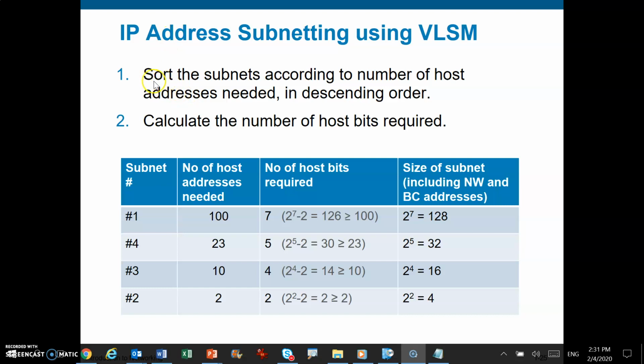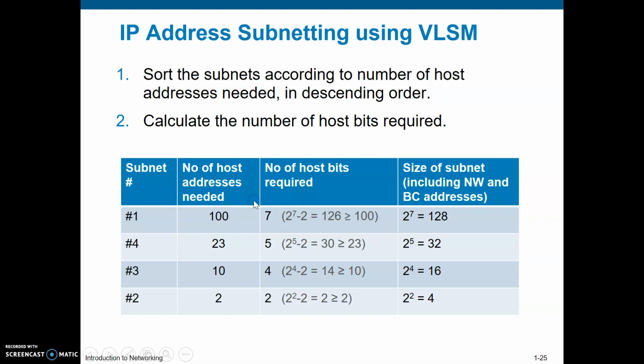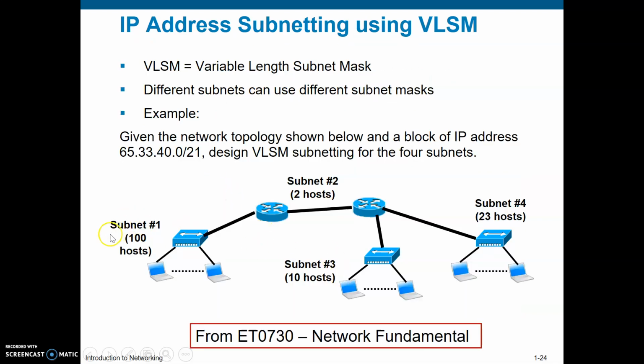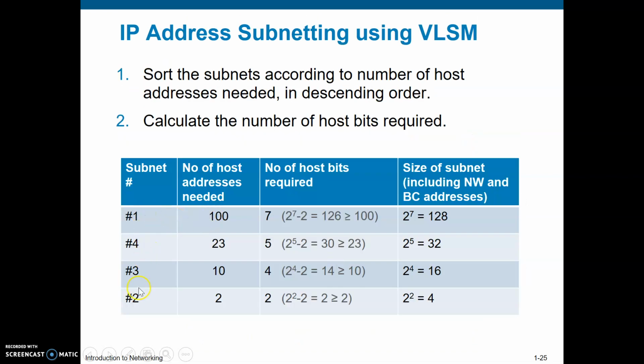Okay, the first step, which is a very important step, is to first sort the subnets according to the number of host addresses required. Going back to the earlier slide, we have 4 subnets, 100 hosts. This is the biggest subnet, followed by subnet 4, followed by subnet 3, followed by subnet 2. So I sort them as 1, 4, 3, 2. This is the number of hosts required.